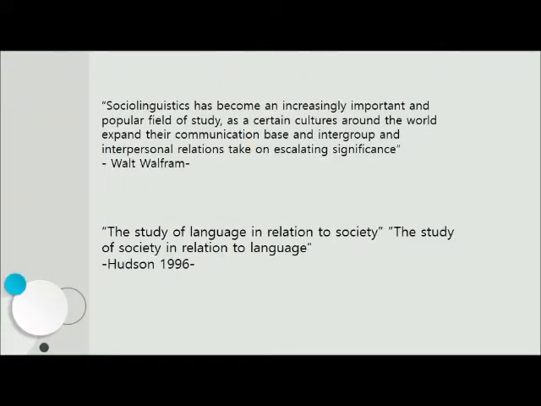There are some interesting definitions of sociolinguistics. Wolfram said that sociolinguistics has become an increasingly important and popular field of study, as certain cultures around the world expand their communication, based on intergroup and interpersonal relations that take on escalating significance. And Hudson said that sociolinguistics is the study of language in relation to society, the study of society in relation to language.